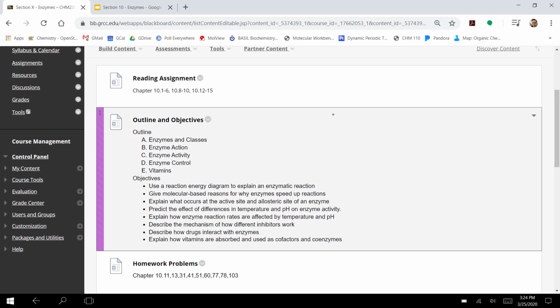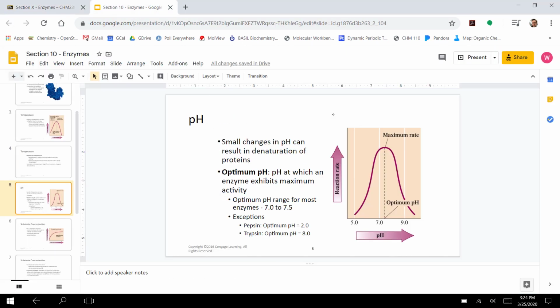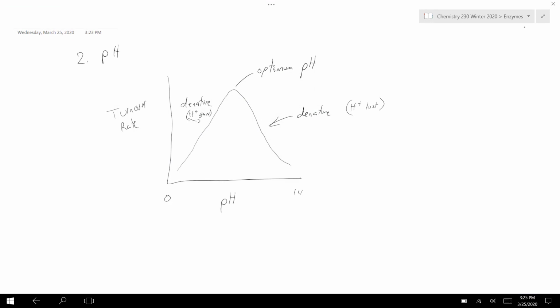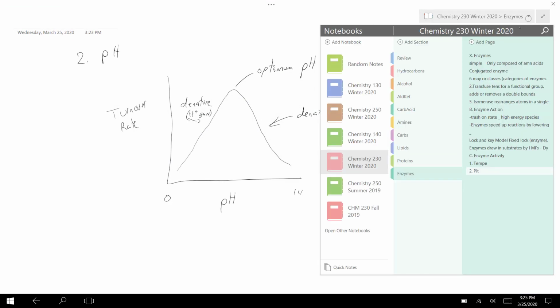There's an optimum pH for all of these things, and you can see here's a couple enzymes. Most enzymes in your body work at 7 to 7.5, but you can see that pepsin and trypsin, enzymes that break down proteins, function in your stomach at pH 2 and lower in your intestines at pH 8.